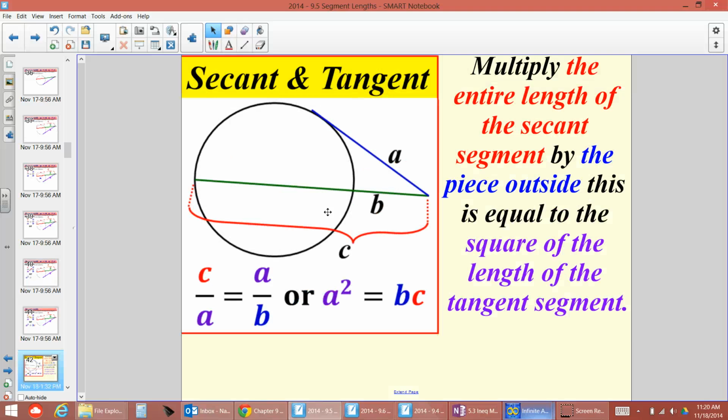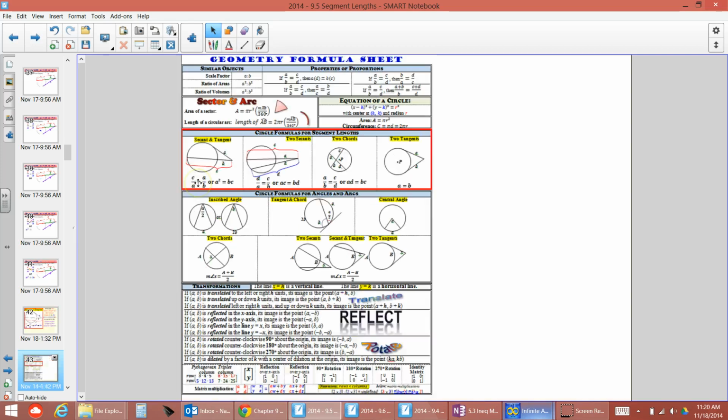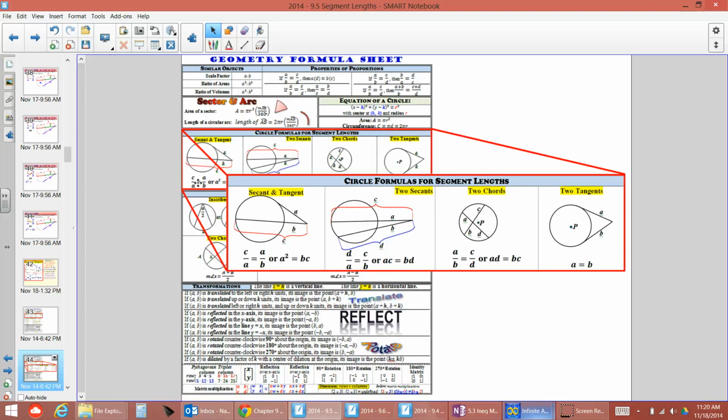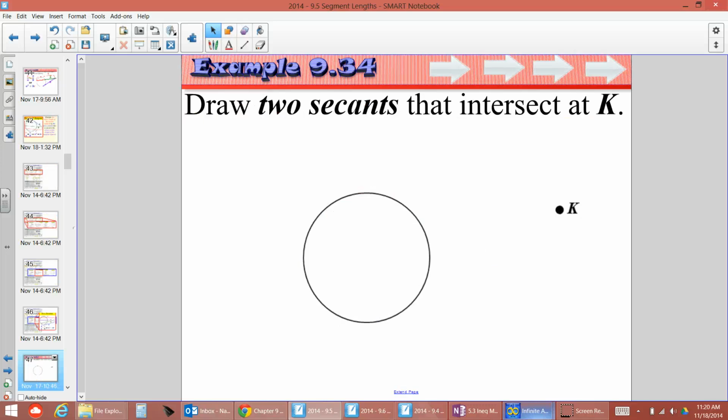Okay, so now secant and tangent length. We multiply the entire length of the secant by the outside piece. This is equal to the square of the length of the tangent. When you look at it like this, it's easier to see. You just take the tangent squared equals the part of the secant times the whole secant. The fraction might be harder to see, but if we have two secants, this is where it gets fun.